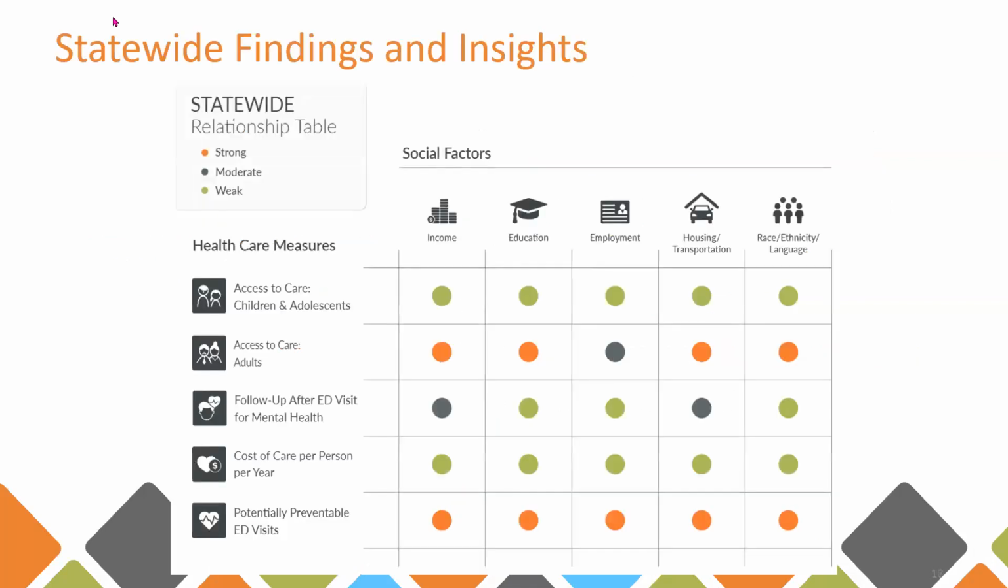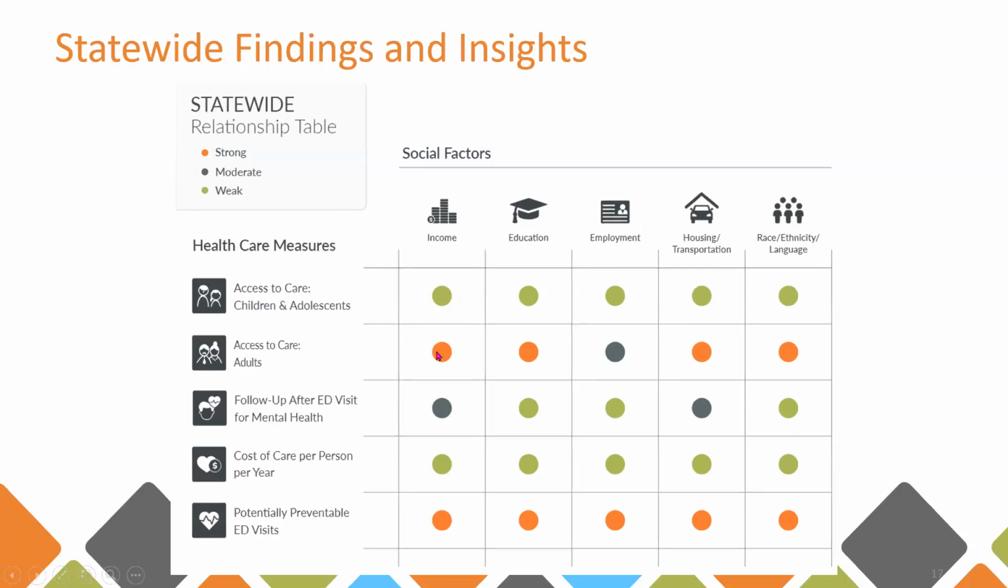So this is what it looks like if you were to graph it out. Across the top are the social factors: income, education, employment, housing, transportation, and ethnicity. And here are all the healthcare measures. This is the relationship table legend up at the top. The orange indicates a strong relationship, the gray is a moderate relationship, and the green is a weak one. So again, as I was mentioning, the children and adolescent access to care measures are all green. That means there's no relationship or a very weak relationship.